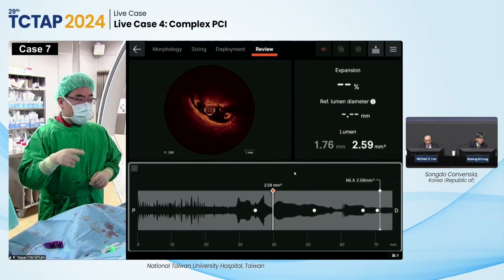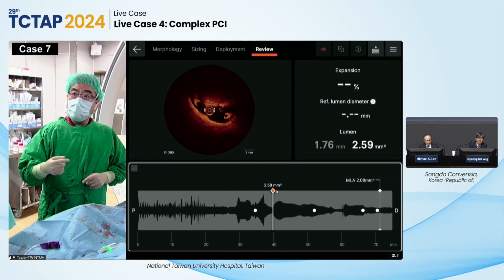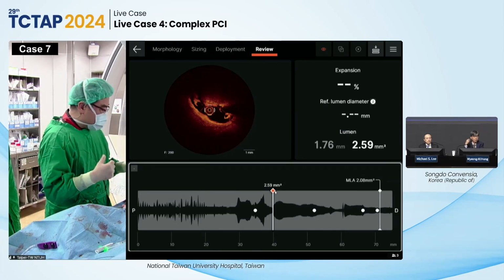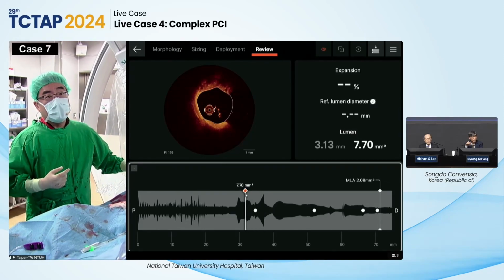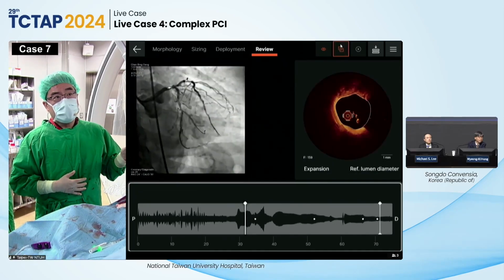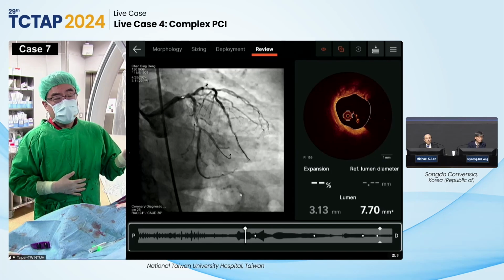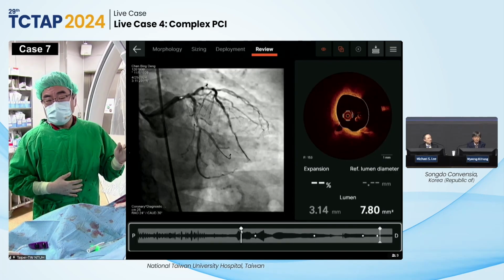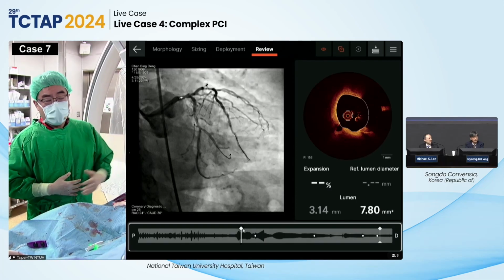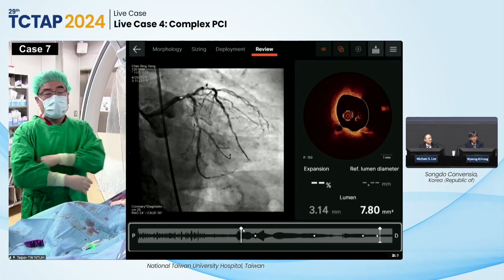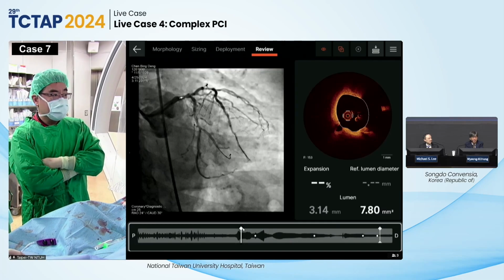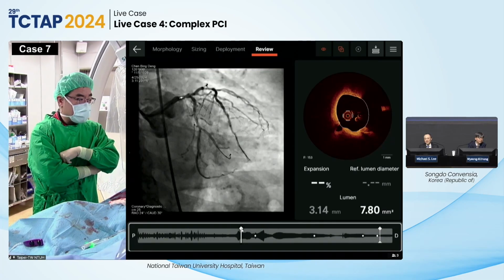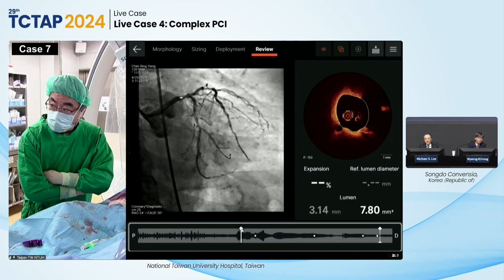So let's just review the OCT, and probably we can send you over to the other room because Dr. Chen also has a very interesting case for you. Okay. And I think so far I have given up on my hope to have a one-stent crossover strategy. Probably now we'll have to do a two-stent culotte configuration. Okay, good luck. Let's look at the OCT before we leave you. Can you review the OCT, please?